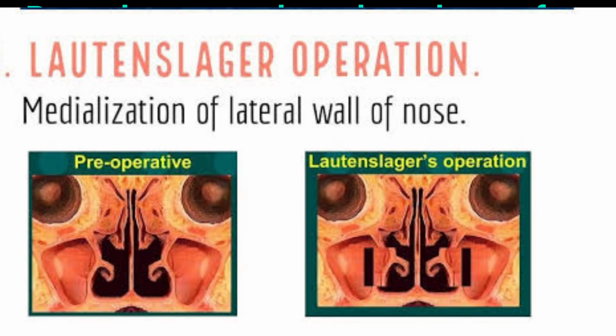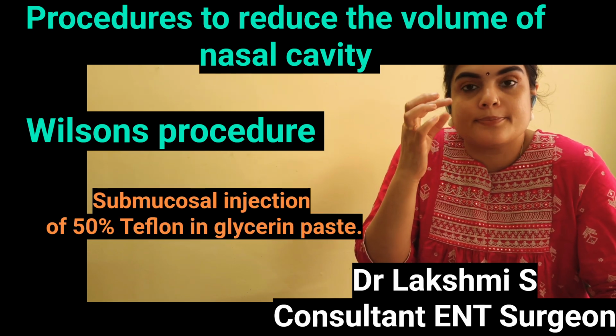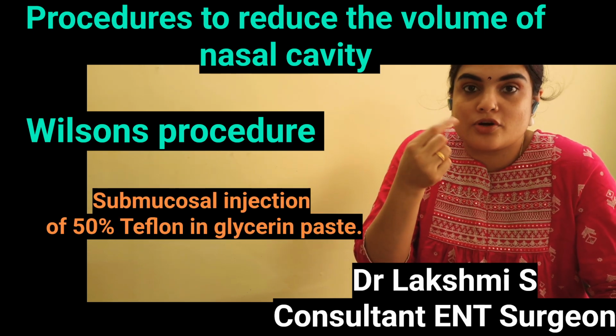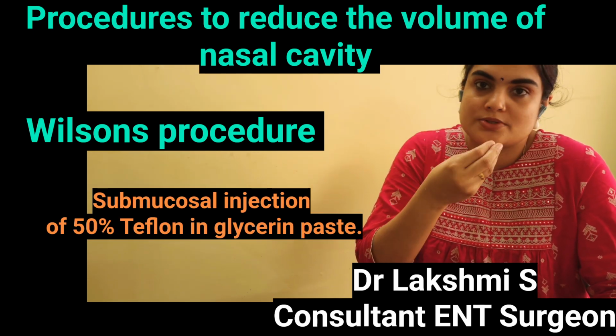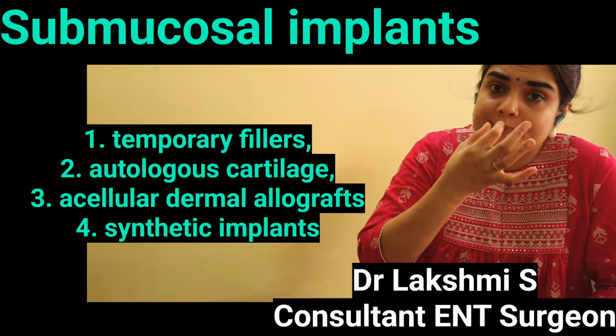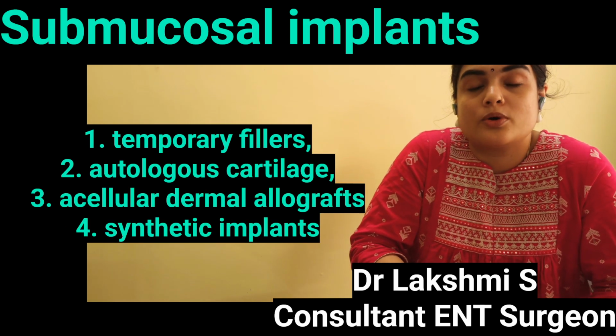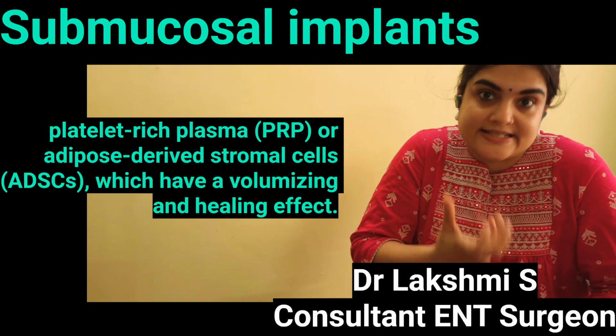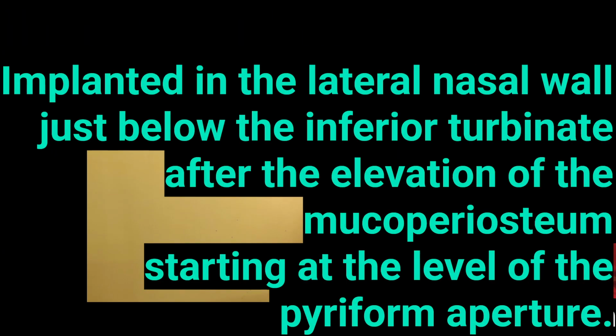Other procedures that are used to reduce the volume are Lautenslager's procedure, in which the lateral wall is medialized to reduce the volume of the nose by injecting submucosal injection of paraffin. Another procedure is Wilson-Sisson, in which submucosal injection of Teflon paste is used to reduce the volume. And also, some mucosal implants can be done. Sublabel implants can be done using bone, cartilage, fat, Teflons, elastic sheets, etc. to reduce the volume of the nose.